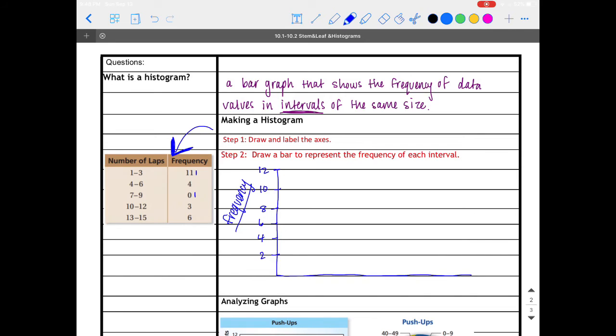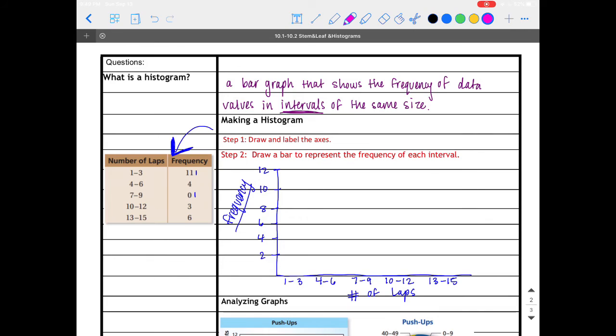And then over here, I'm going to place my intervals. So this is going to be 1 to 3. This one is going to be 4 to 6, 7 to 9, 10 to 12, and 13 to 15. And that is going to be labeled number of laps. Okay, so we drew and labeled the axes, and now all we do is we draw a bar to represent each frequency.